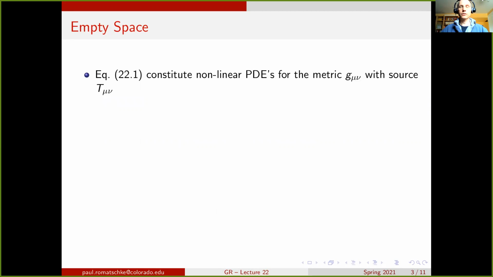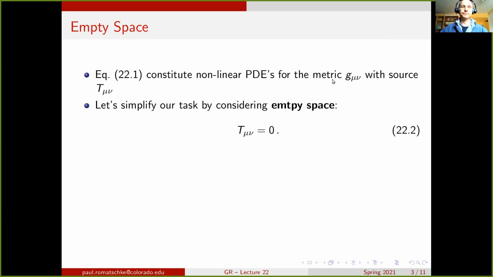Since they constitute a set of nonlinear PDEs for the metric g_μν with a source T_μν, these Einstein field equations are generally hard to solve. We can simplify our task by making some simplifying assumptions, such as trying to solve the field equations first for empty space. Empty space just means that we set the energy momentum tensor T_μν to 0, which means that we are studying no matter at all, just pure gravity.